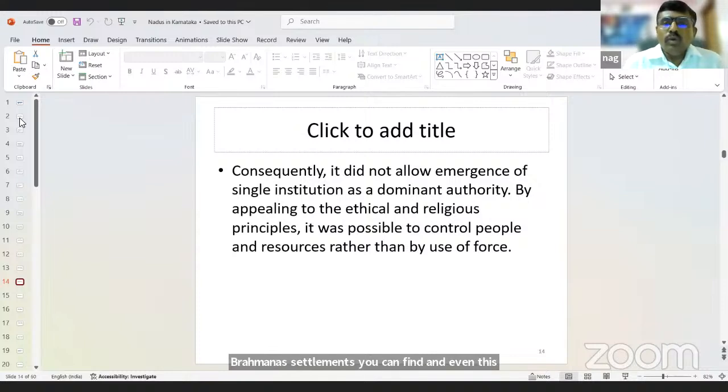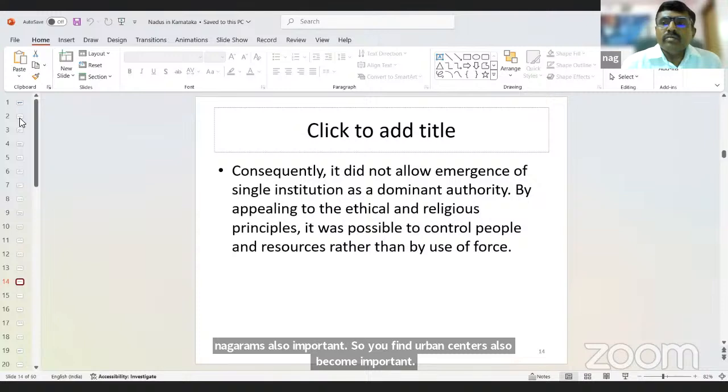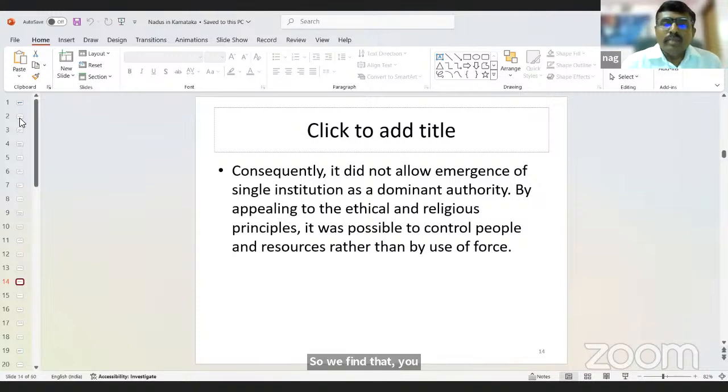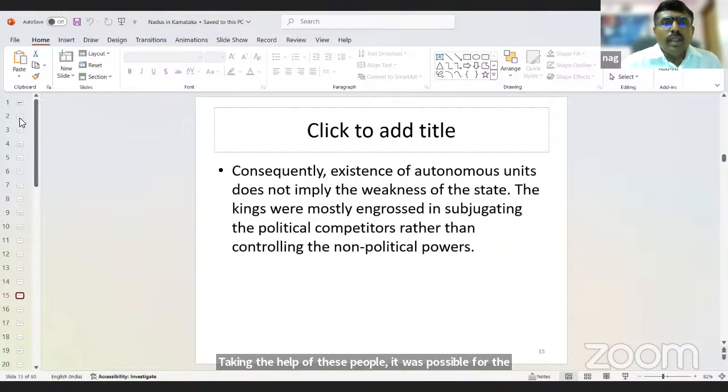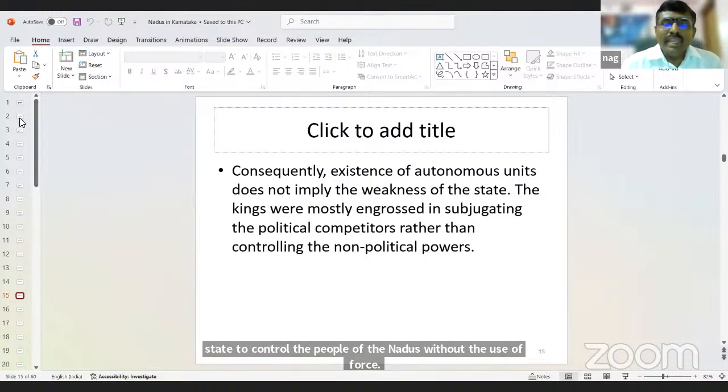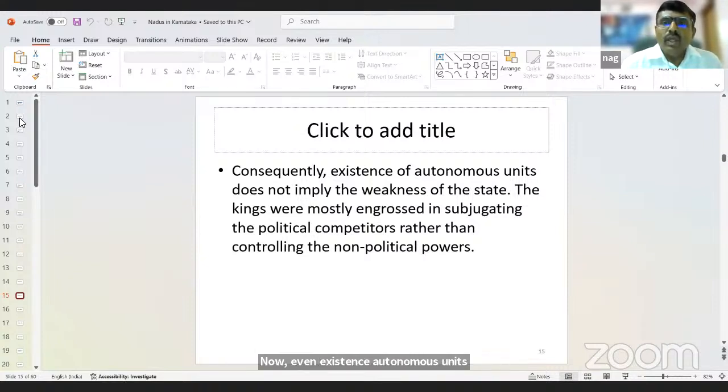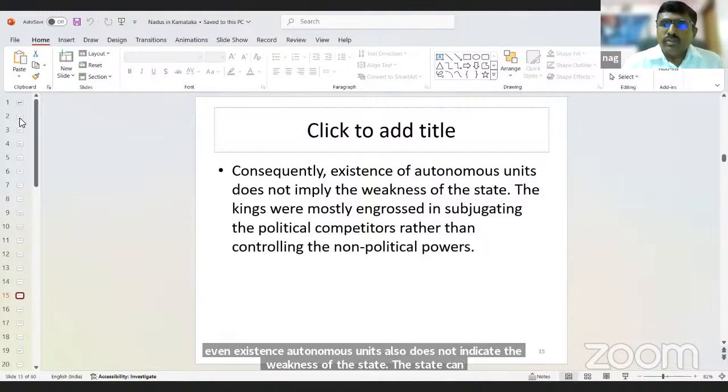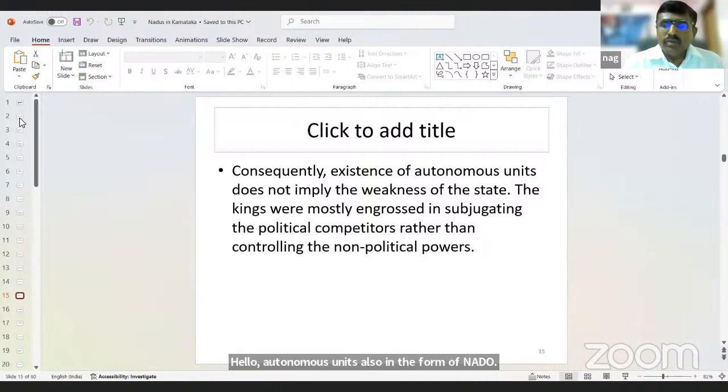So we find that the Cholas were able to take the help of Brahmanas, and of the temples, and also various people who believed in the Bhakti movement. Taking the help of these people, it was possible for the state to control the people of the Nadus without the use of force. Now, even the existence of autonomous units does not indicate the weakness of the state. The state can allow autonomous units in the form of Nadus. So the state can allow the autonomy of the Nadus.